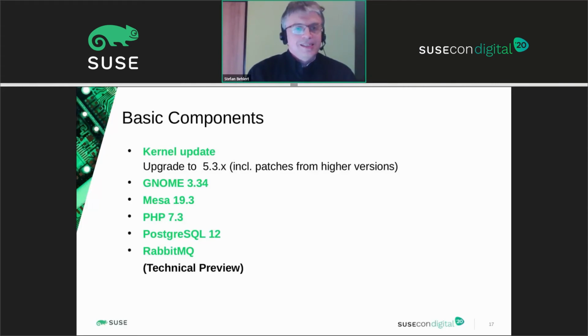I already said it. It's Service Pack 2. That means a kernel update. You will now find kernel 5.3 in Service Pack 2. We have updated the whole GNOME stack up to version 3.34. Mesa and PHP have been renewed, and we have added PostgreSQL 12 compared to the previously available version 10.